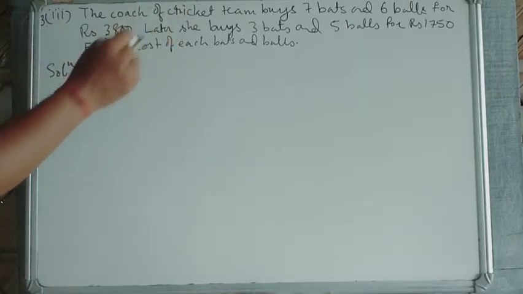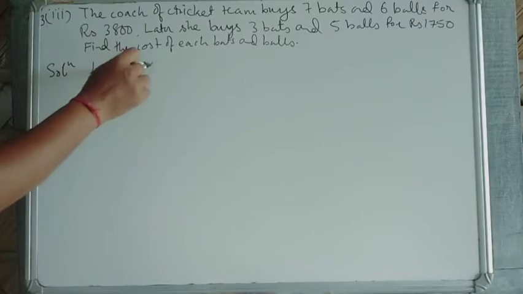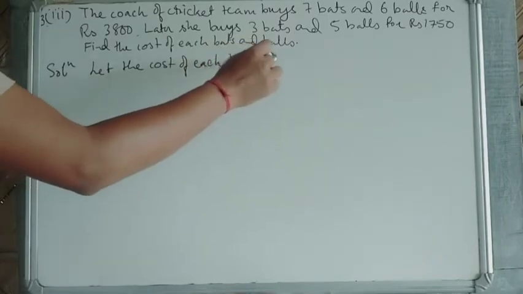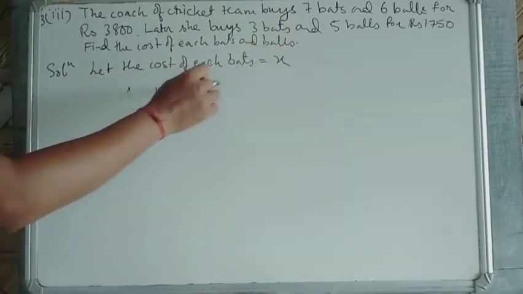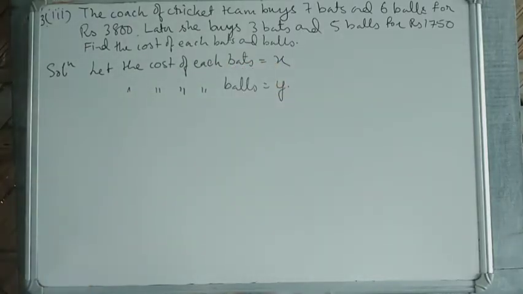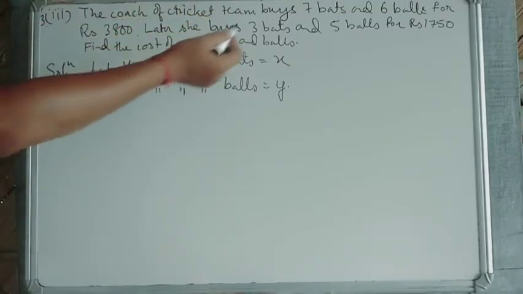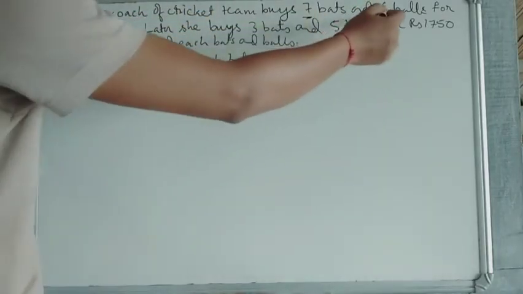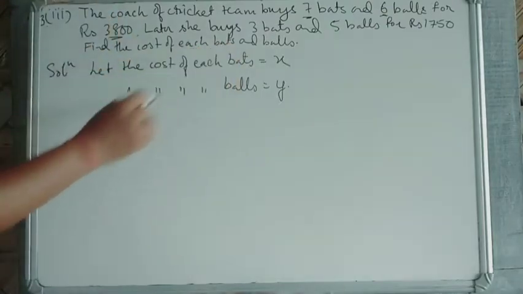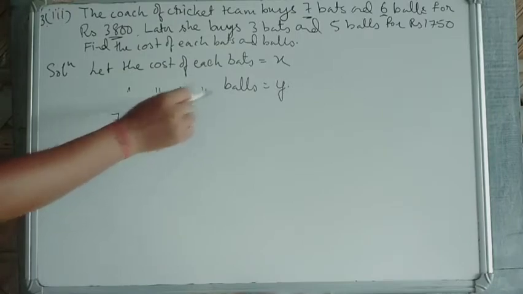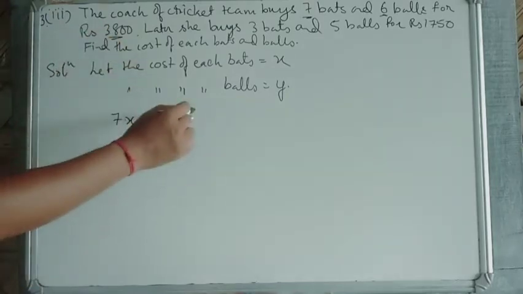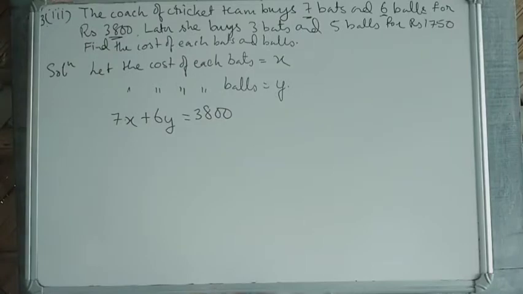So for the solution, you will say, let the cost of each bat be x, and the cost of each ball be y. Now what we have, see, 7 bats and 6 balls is equal to how much? 3,800. So 7 bats, how much cost? x rupees, plus 6 balls, how much cost? y rupees, is equal to the total money 3,800.